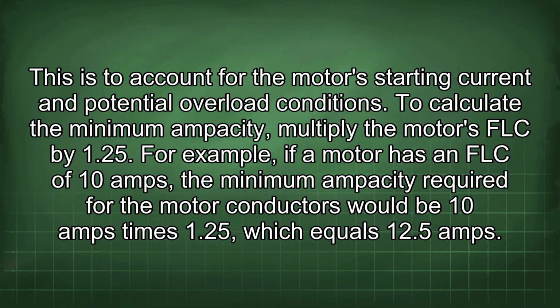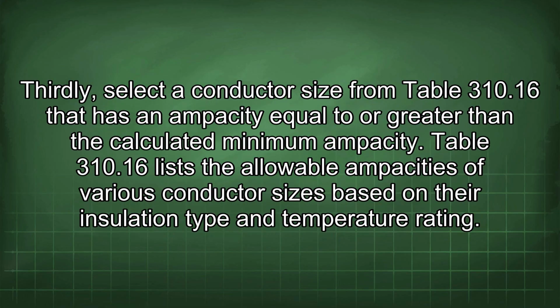For example, if a motor has an FLC of 10 amps, the minimum ampacity required for the motor conductors would be 10 amps times 1.25, which equals 12.5 amps. Thirdly, select a conductor size from Table 310.16 that has an ampacity equal to or greater than the calculated minimum ampacity. Table 310.16 lists the allowable ampacities of various conductor sizes based on their insulation type and temperature rating.